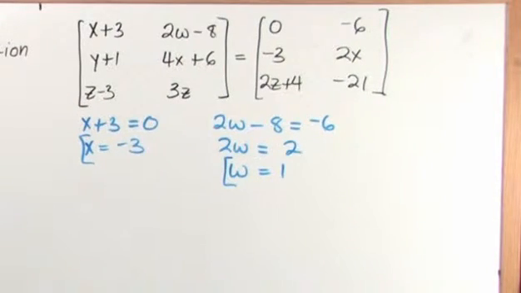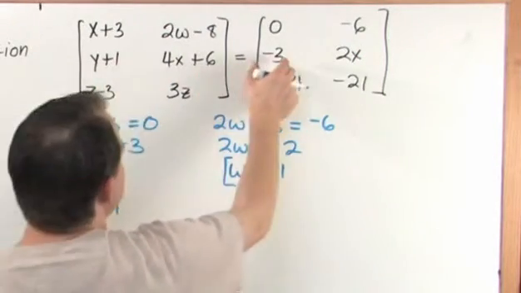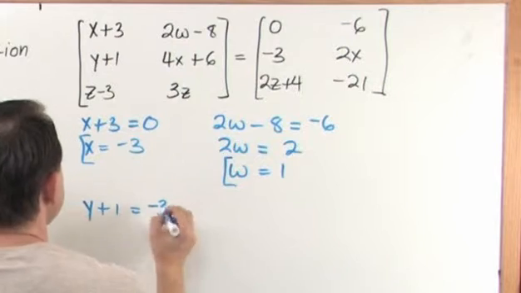So look, you're already making progress. Over here, y plus 1 has got to be equal to this element right here, which is -3.